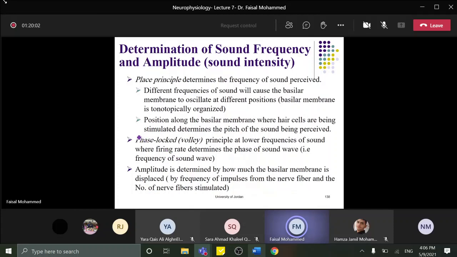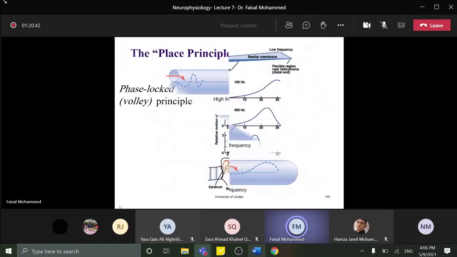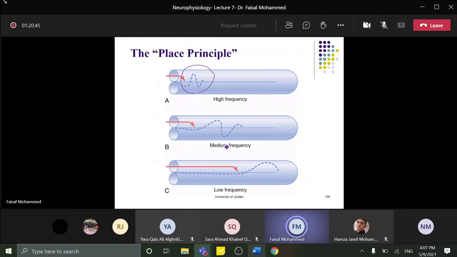How do we know the frequency of the sound? We know the frequency of the sound by the place from where it stimulates the basilar membrane. If it is at the base, close to the oval window, what frequency is this? If it is at the apex, it is low frequency, and if it is in the middle, it is moderate frequency. Here you see this is high frequency, in the middle moderate frequency, at the apex low frequency.